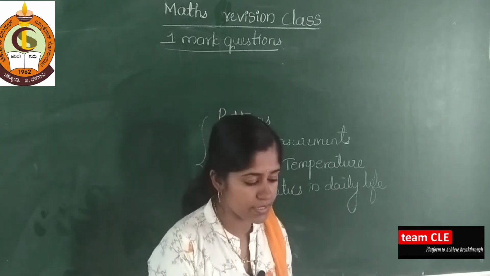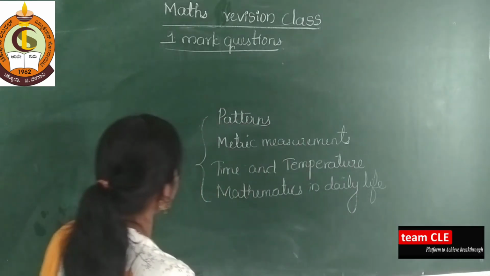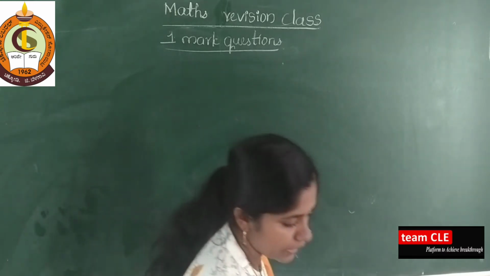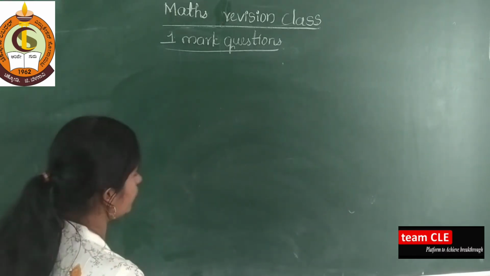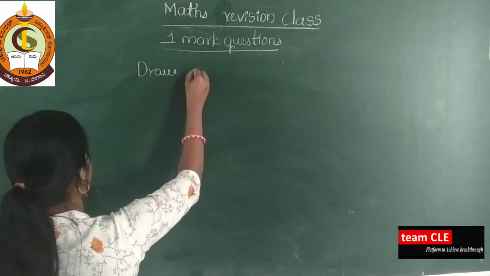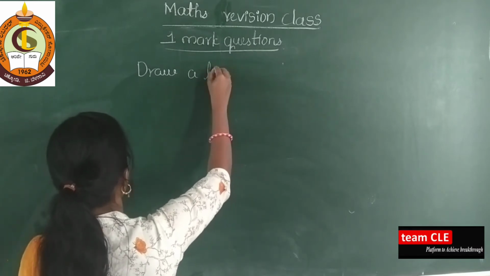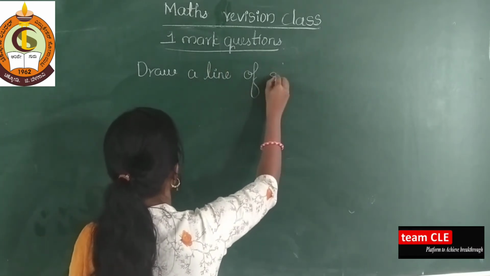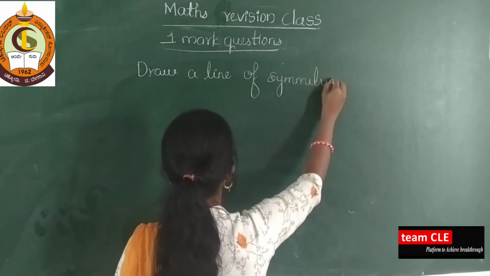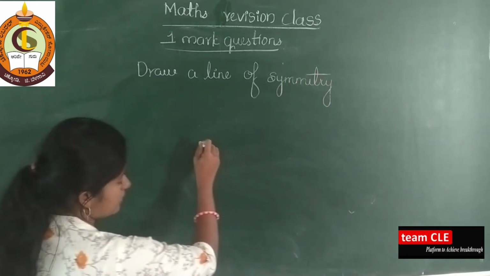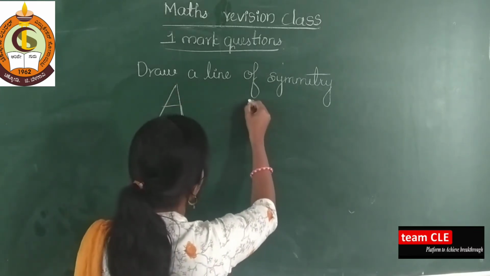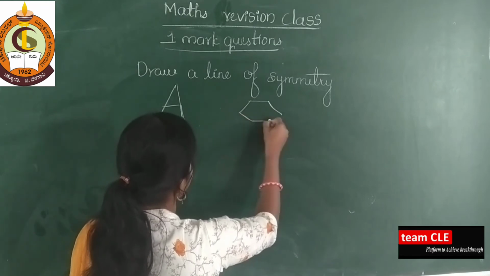So in today's class I will discuss only 1 mark questions, very important questions, that you will get in your exam. So the first question is draw a line of symmetry to the following figures. So I will take here A and here one more, that is a 6 side figure.